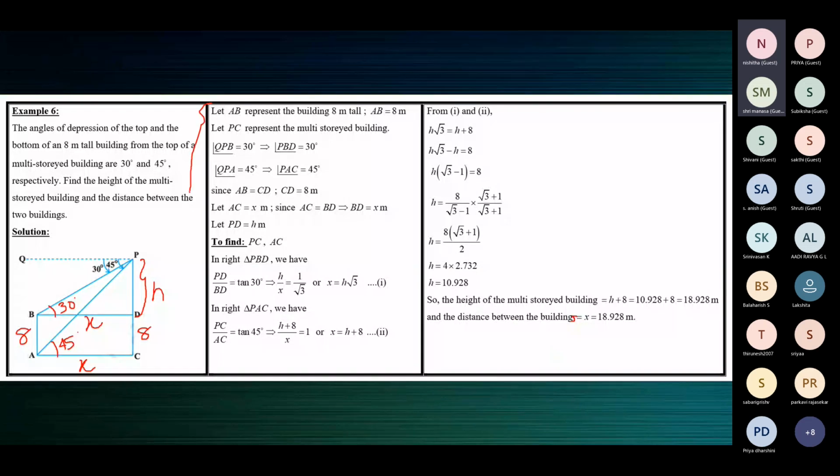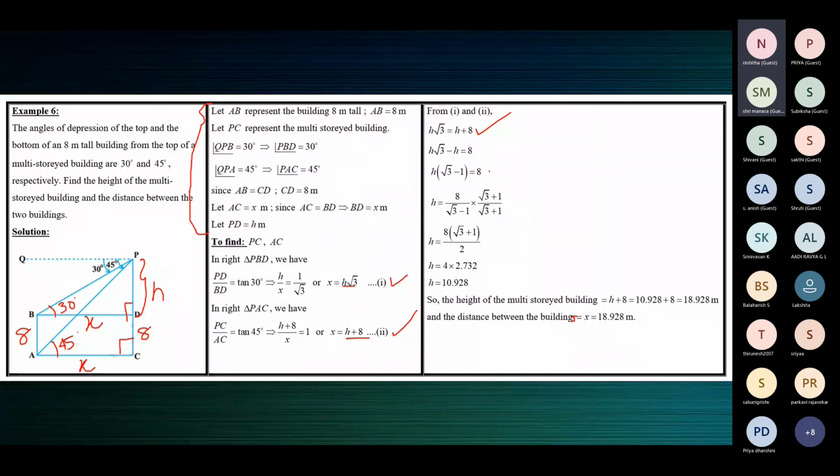Here is the explanation to the figure and the meanings of h and x we have given here. Then we take up the two right triangles. It's your choice, you can write h is equal to or x is equal to. I thought I'll write x is equal to something. So I've written x is equal to h root 3. Here I've written x is equal to h plus 8. Then I equate: h root 3 is equal to h plus 8, from 1 and 2.